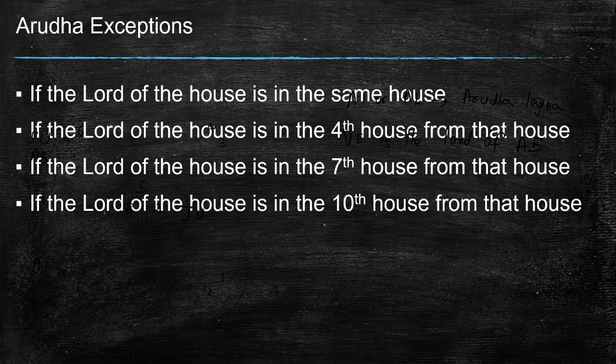So the other exceptions go like this. There are 4 exceptions that you need to remember. If the lord of the house is in the same house, that is one. If the lord of the house is in the 4th house from that house, if the lord of the house is in the 7th house from that house, and if the lord of the house is in the 10th house from that house.